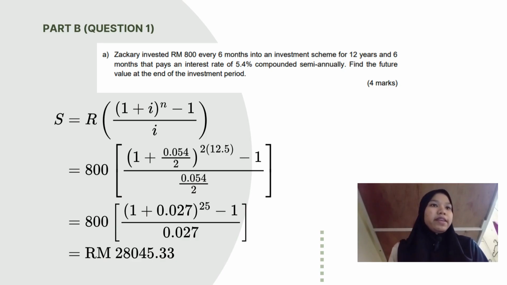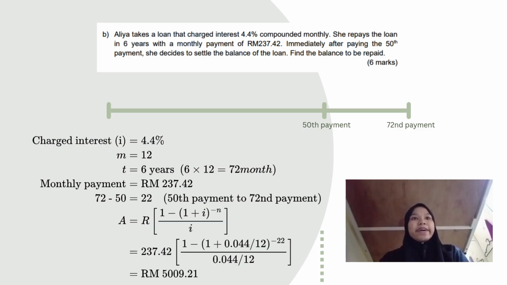So 800 ringgit, bracket 1 plus 0.054 divided by 2, close the bracket, power of 2 times 12.5, minus 1, all that divided by 0.054 divided by 2. So we get 800, open the bracket, 1 plus 0.027, close the bracket, power of 25, minus 1, and divide by 0.027. So the total amount we get is RM28,045.30.